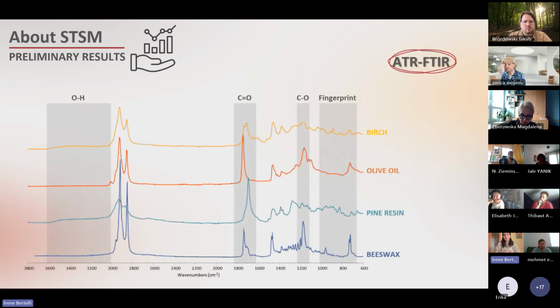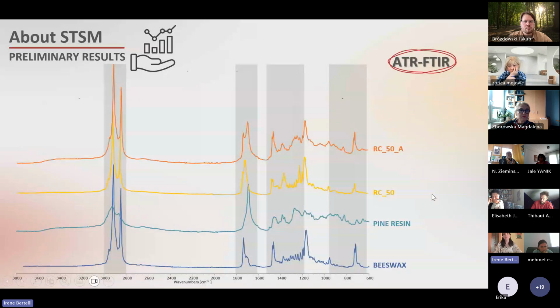In particular, through the FTIR, I was able to differentiate the structure of the four raw materials. Here I reported the spectra together with some of the most important regions for the differentiation. I was also able to observe all the contributions of the raw materials inside the spectrum of the mixture. Here I reported, for example, beeswax, pine resin, and their fresh mixture. And I was also able to observe the differences between the fresh and the aged sample.